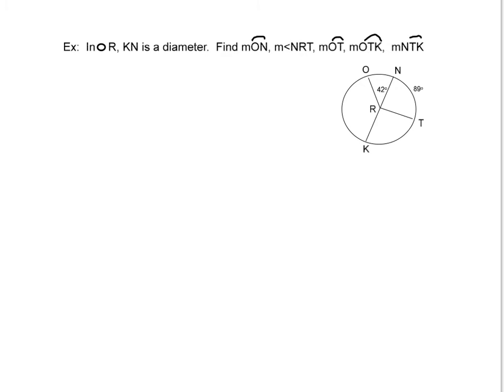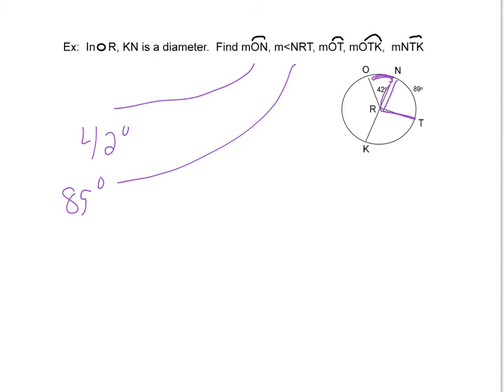In circle R, KN is a diameter. Okay, so we have a diameter right here. I know that this central angle here at ORN is 42. Therefore, the measure of arc ON is 42 degrees, because this piece right here would be 42. Okay, I know that the measure of angle NRT, that's this angle right here, must be 89 degrees, because it would correspond to the measure of its arc.